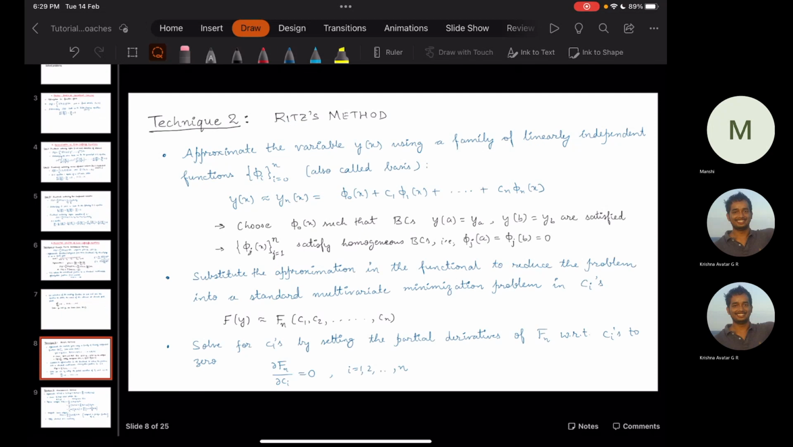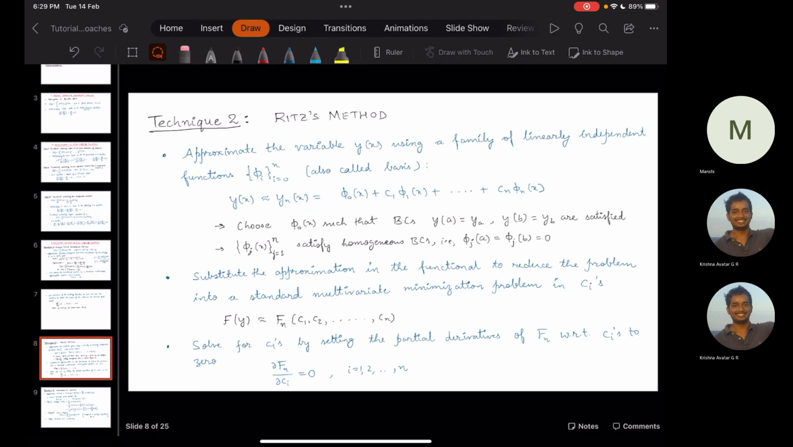The second technique is called the Ritz method. Now in the Ritz method, the way we will implement this is, first we will approximate our variable y using a family of linearly independent functions phi i, where i goes from 0 to n. So essentially we have n plus 1 linearly independent functions. And the set of these linearly independent functions is also called a basis.